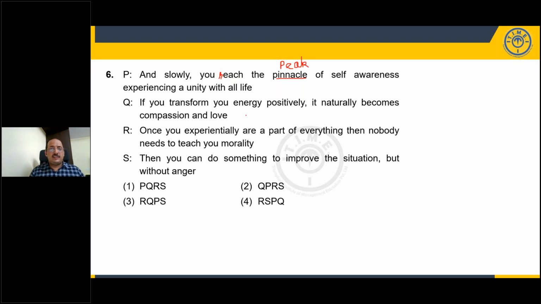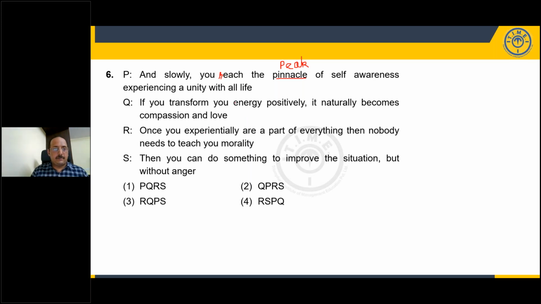If you transport your energy positively, it naturally becomes compassion and love. Okay. Then once you experientially are a part of everything, then nobody needs to teach you morality. All right. Then you can do something to improve the situation, but without anger. So basically it talks about the fact that we have energy within us. If we change it in a positive way, it becomes compassion. We can reach the height of self-awareness. We feel one with everyone. There's no need to teach you a morality, and you can do something to improve the situation.